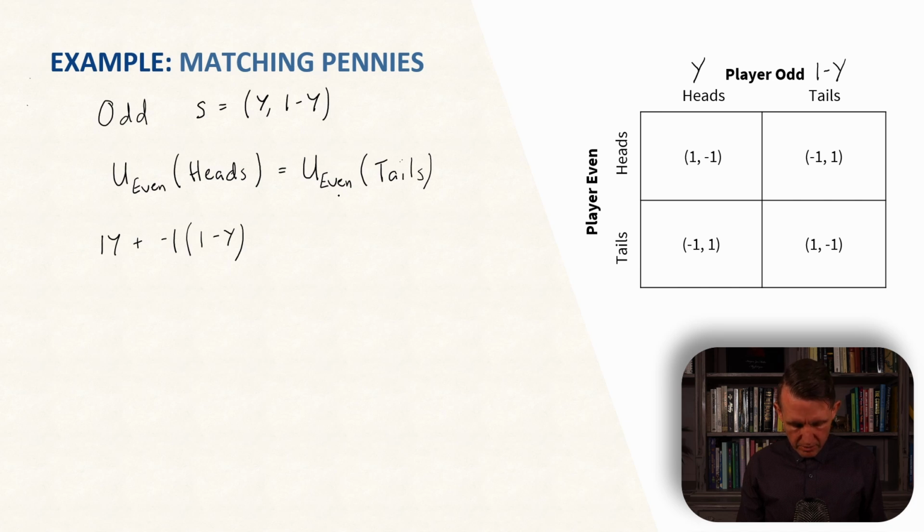Similarly, we can find the expected utility of playing tails, which would be y times minus 1 plus 1 minus y times 1, which is 1.